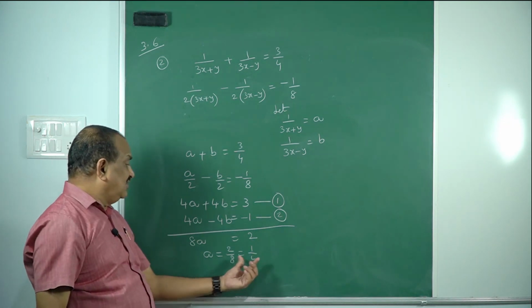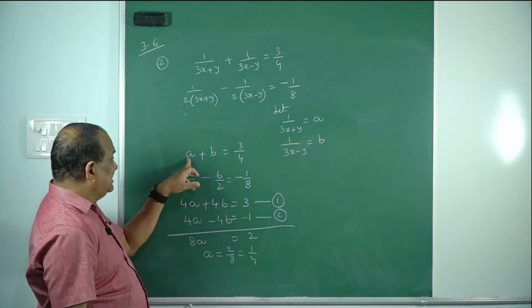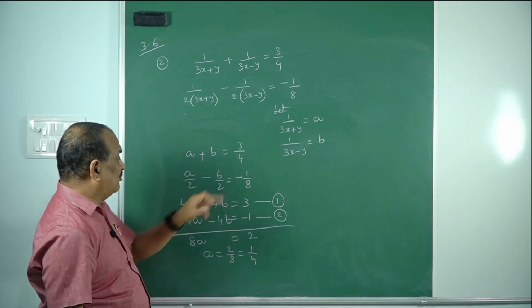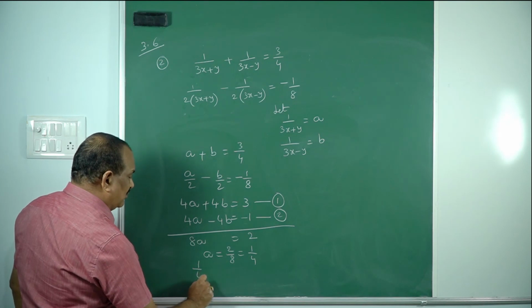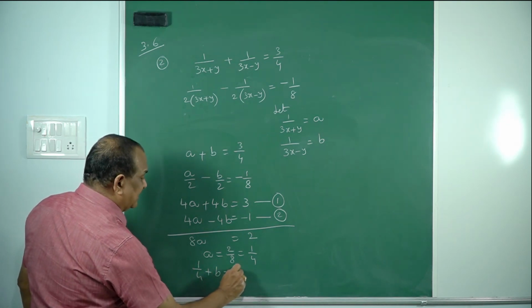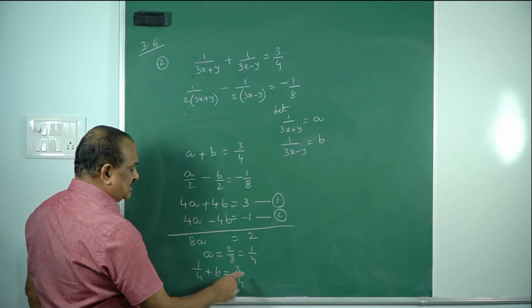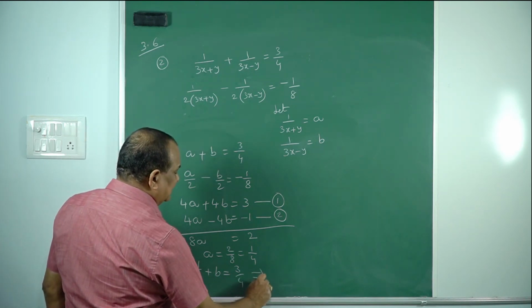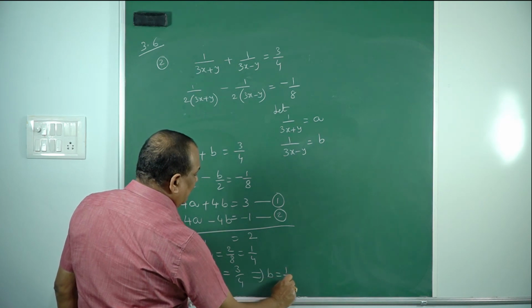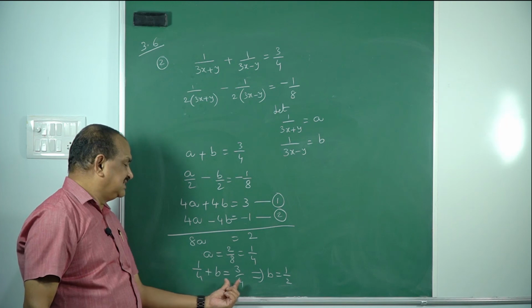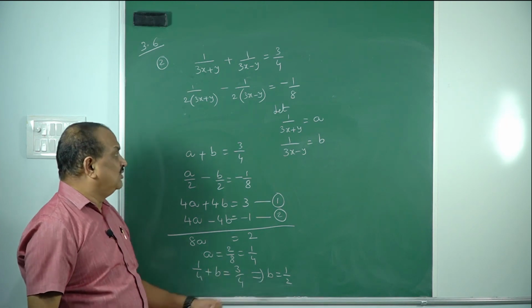Let us get the value of b also. a is 1 by 4, b I don't know, I got 3 on 4, okay, 1 by 4 plus b is 3 on 4. 1 quarter plus half is 3 quarters, so it implies b is equal to half, because 1/4 plus half is 3/4. So b value I got.